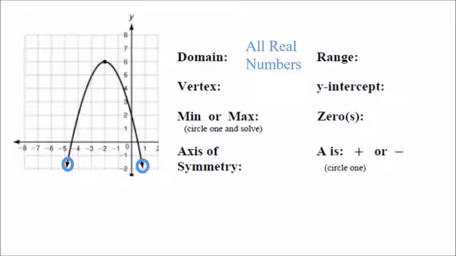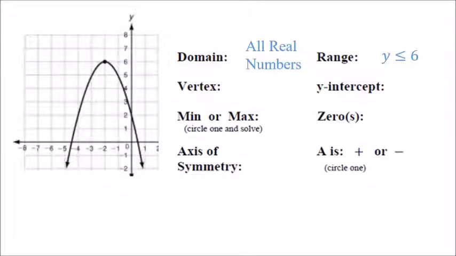For range, values going up and down, I can put a crop across the top of this graph. I cannot crop the bottom because since they have arrows, they'll continue indefinitely going down. So my range is all the numbers less than 6. So y is less than or equal to 6 because my graph does exist at 6 and below.